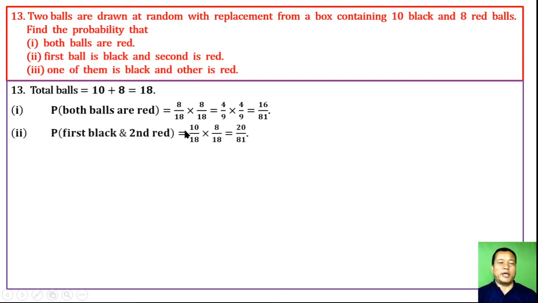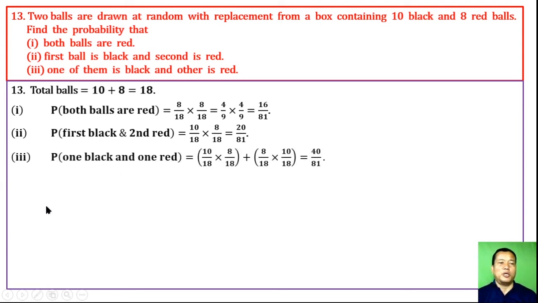First ball is black and second is red. Probability is 10 by 18 into 8 by 18, that is 20 by 81. For Roman number 3, probability of one black and one red: it may be taken in this order, 10 by 18 into 8 by 18, plus probability of first red, second black, 8 by 18 into 10 by 18. We have two mutually exclusive outcomes, black-red and red-black, and summing up we get 40 by 81.